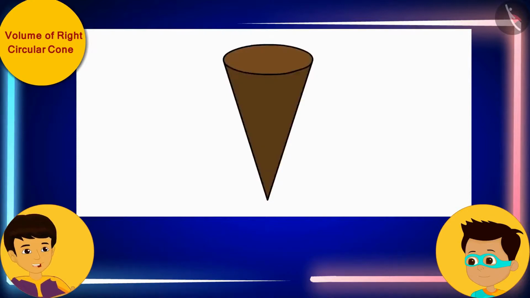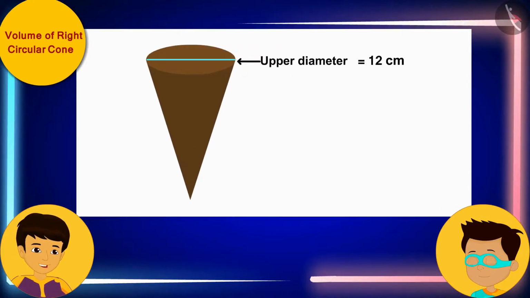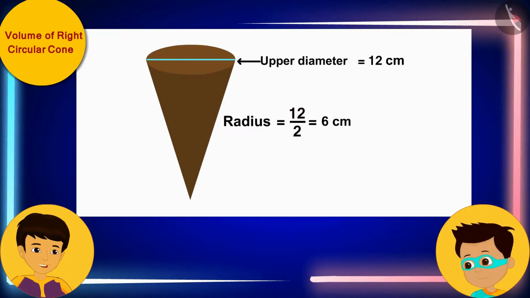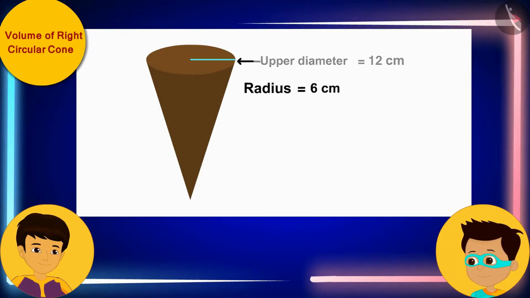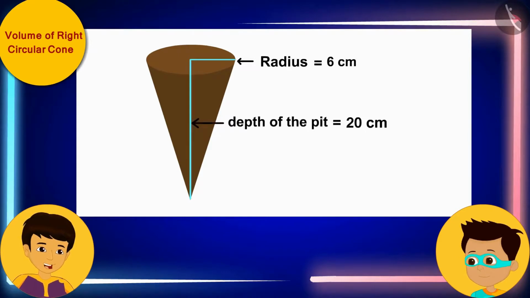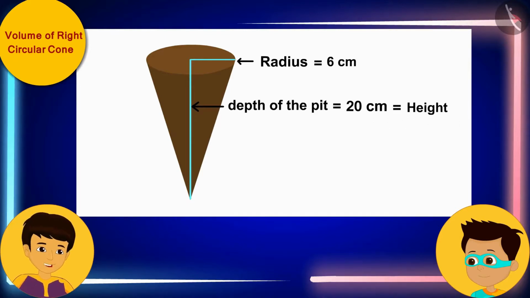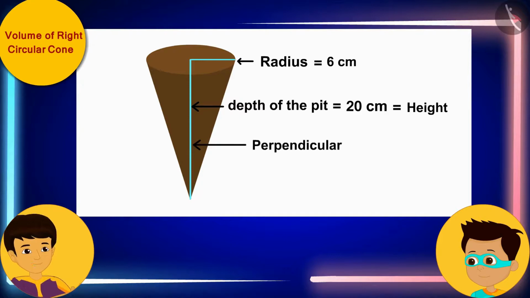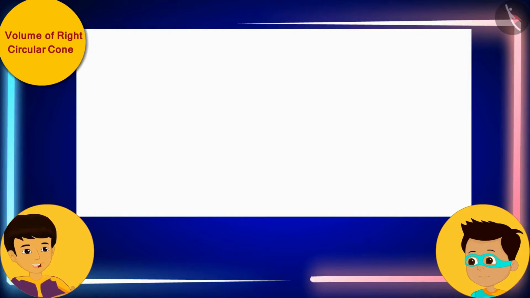The upper diameter of the conical pit is 12 centimeters. That means its radius is 12 divided by 2, which is 6 centimeters. The depth of the pit is 20 centimeters, which is also equal to the height of this conical pit. And as you know, because the height of this pit is perpendicular to its base, we can say that this pit is a right circular cone.